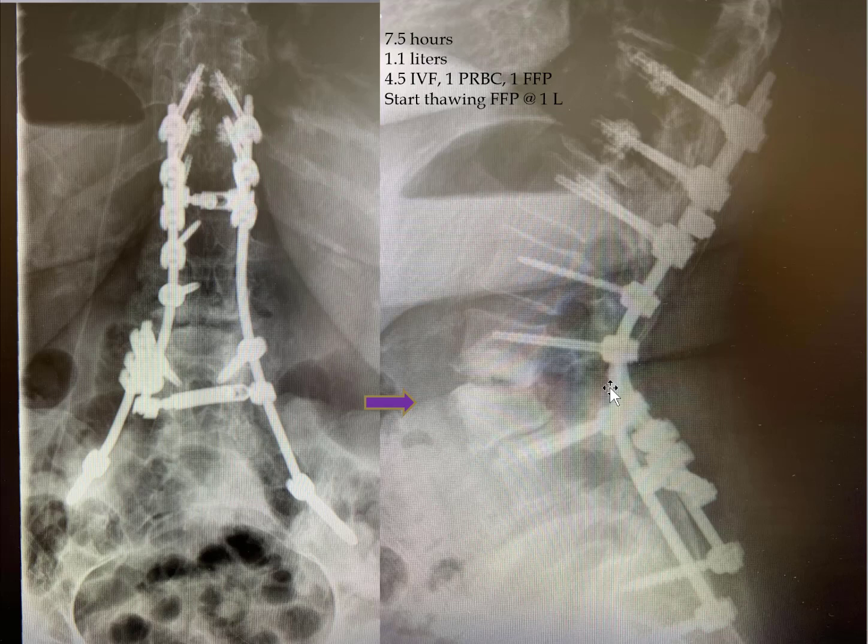So here's the post-op of this case. The case went, I believe, extremely well. It took a long time, though, 7.5 hours. I added another 30, 45 minutes because I wanted pedicle screw fixation both above and below the pedicle subtraction osteotomy.